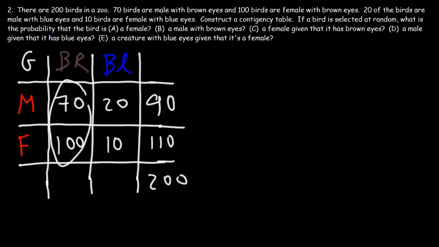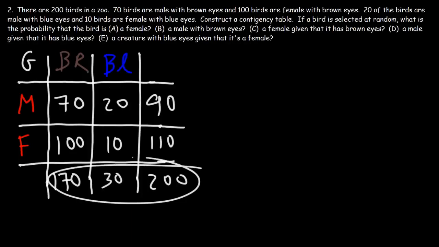Now let's add these numbers. So the total number of birds with brown eyes is 170. The total number of birds with blue eyes is going to be 30. And we can see that 170 plus 30 is 200. So now that we've filled out the contingency table, let's answer some questions.